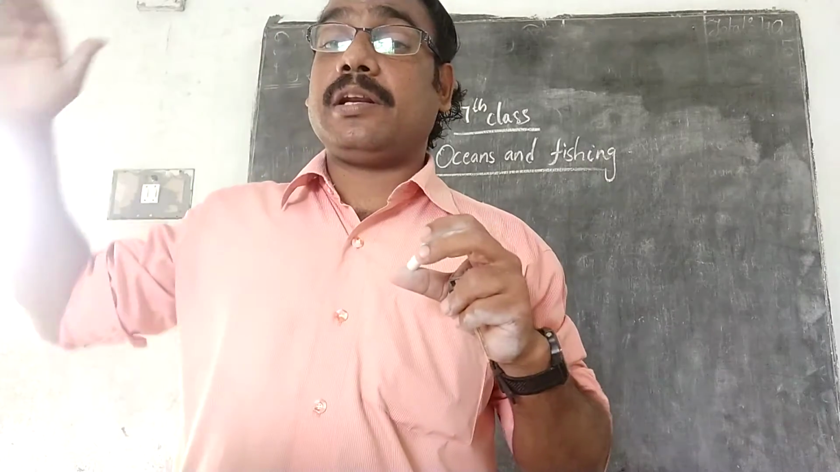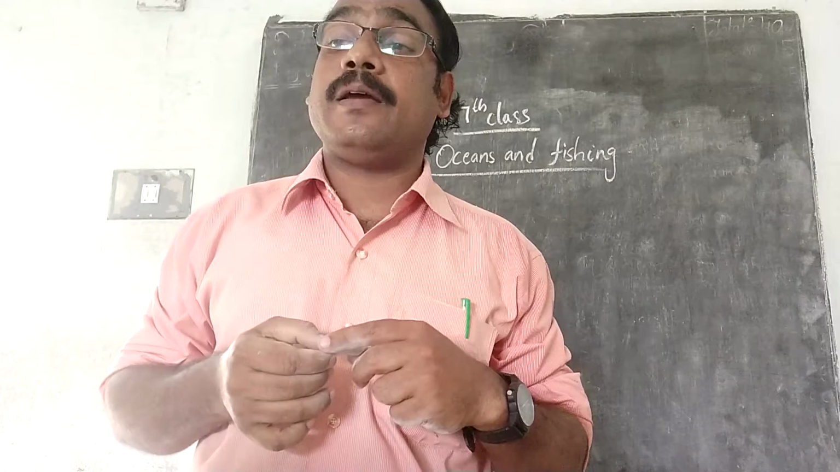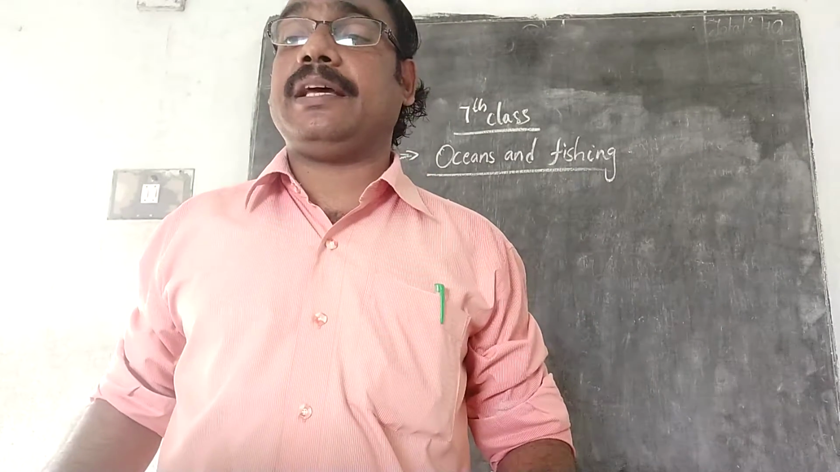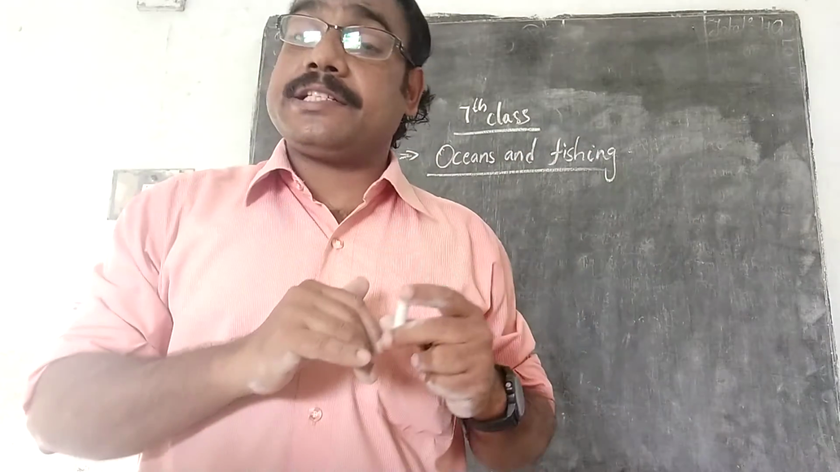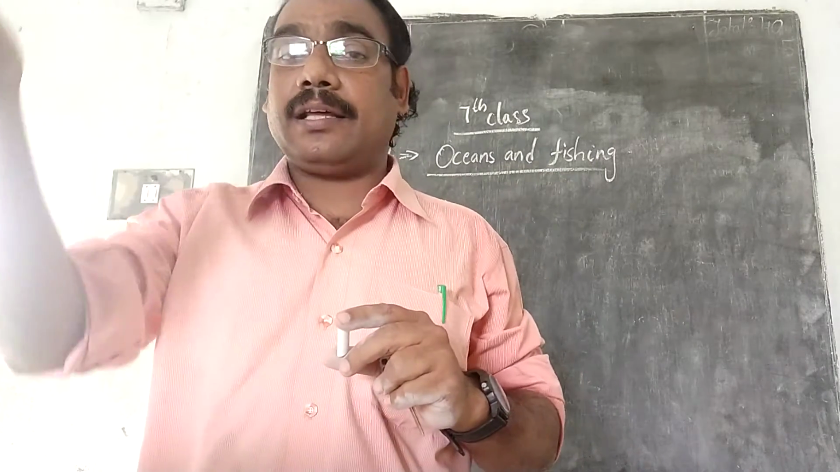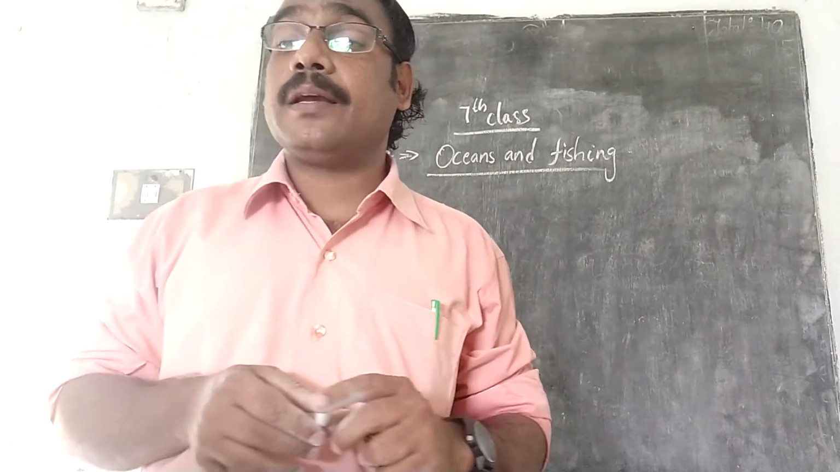Now coming to ocean relief. Relief means, as I told you, higher areas, lower areas, like that. When we are talking about ocean relief, deep sea plains are there, continental slope, continental shelf, sea level, and trenches are there. Regarding that we will learn in detail in the next classes.